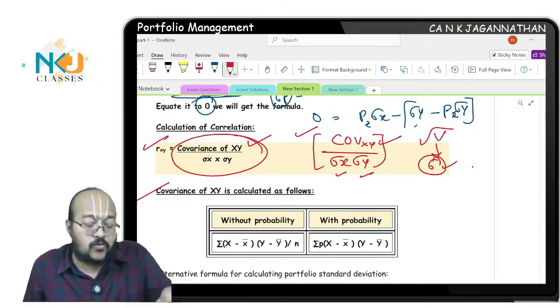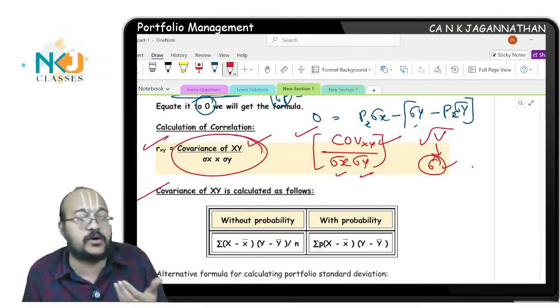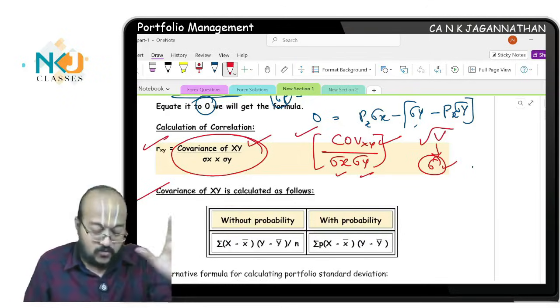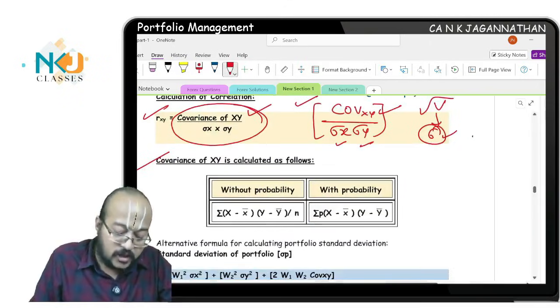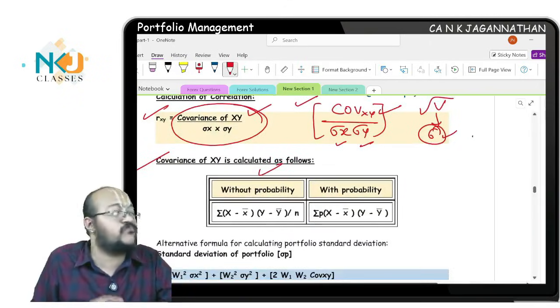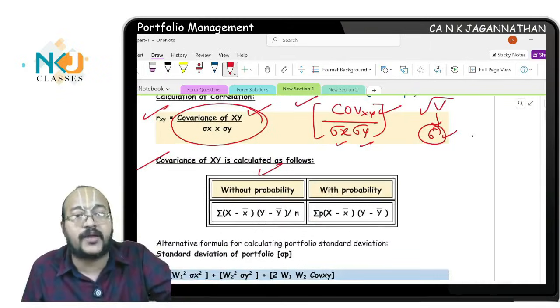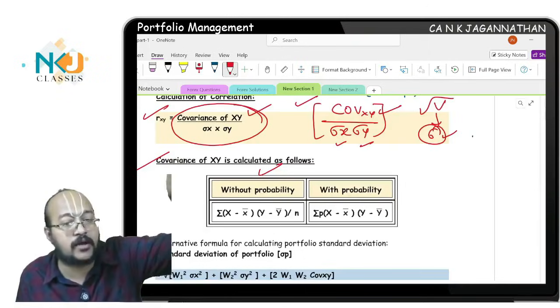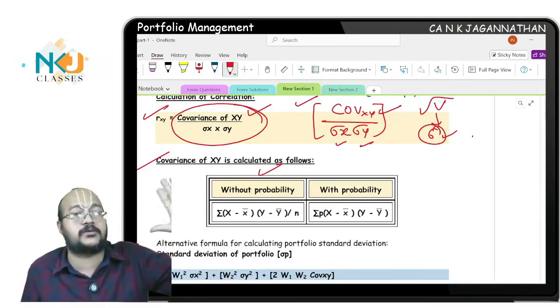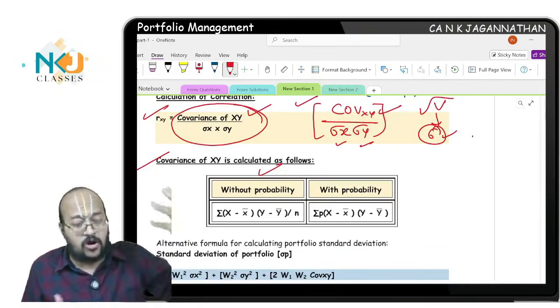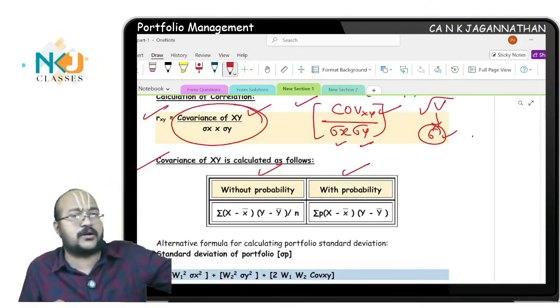So in the correlation formula you inserted covariance. What is this covariance? Question arises, na. There are 2 possibilities. Without probability, how to compute covariance? Which means ex post data, ex ante data, same way we categorize there. When the question is giving you probability based scenario based data, or when the question is giving you number of years of past data.